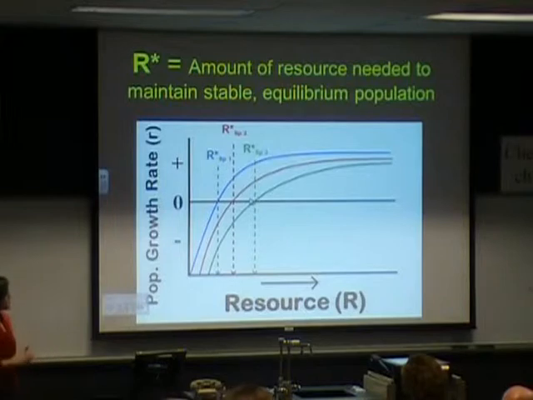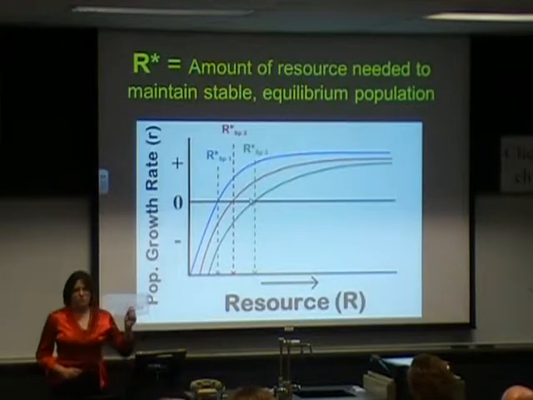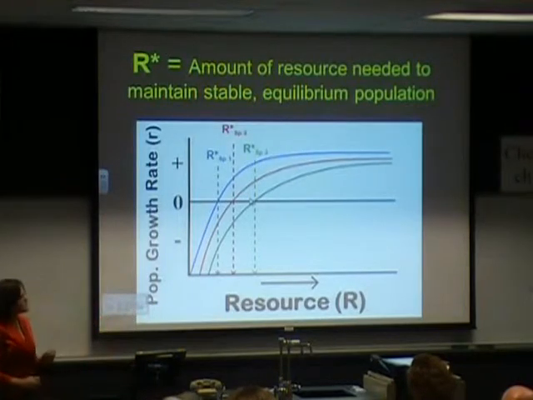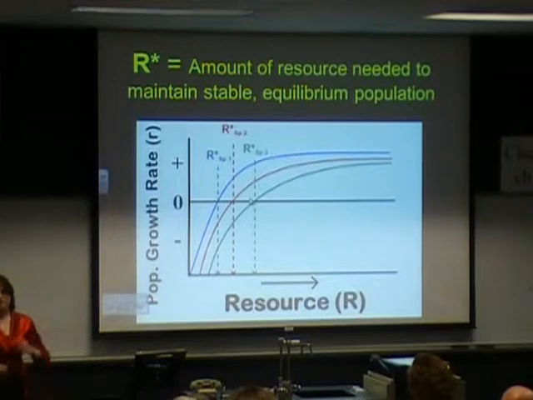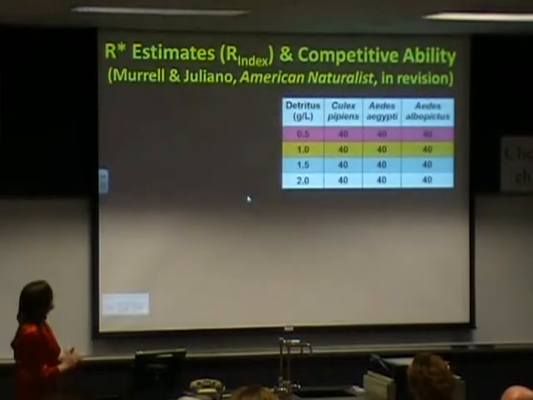So we set out to see if there was a method that we could use in order to estimate R star for multiple mosquito species. And we also tested to see whether that method was as predictive of competitive ability as the typical response surface design experiments that we did.